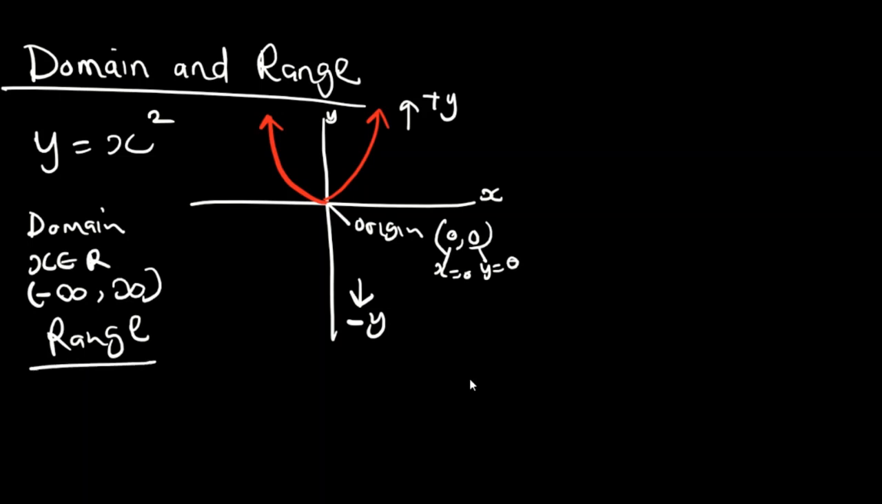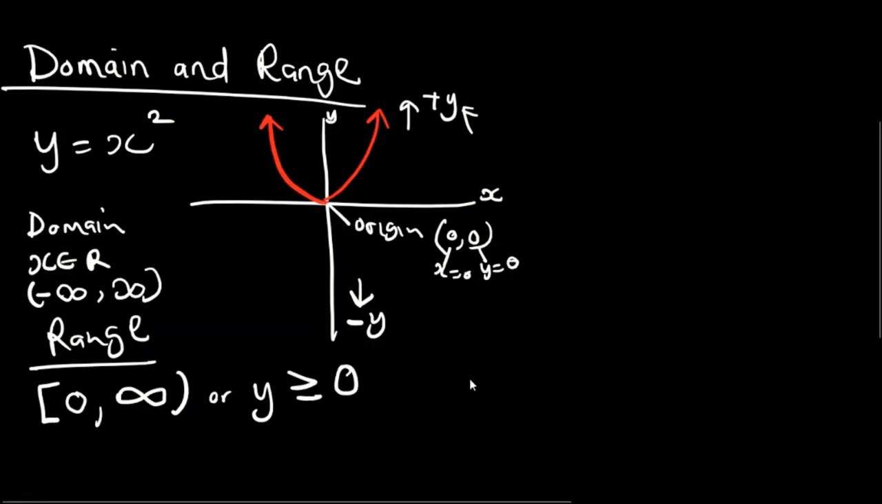So now the range, we're going to look at the y values. So where does the graph start? It starts at y is equal to 0. So in this case, we'll say the graph starts at 0 and then it goes up to positive y, right? So to positive infinity. Or you can say y is greater than or equal to 0.